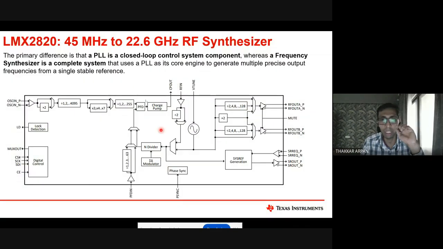But instead of just one N, you can have a sigma delta modulator. Basically, this is a fractional N it can generate. So when it can do many things and generate any frequency, instead of PLL, we give the term synthesizer. So this is part number LMX2830, which can generate any frequency, right? So I won't go into much detail in the interest of time. I will stop here for questions.